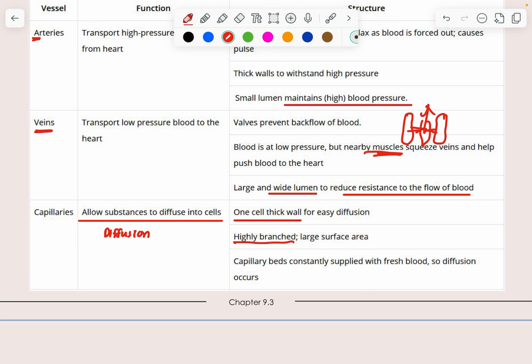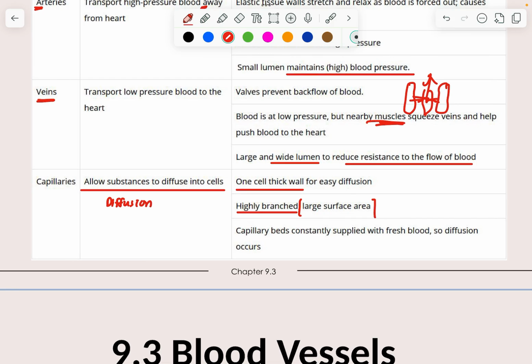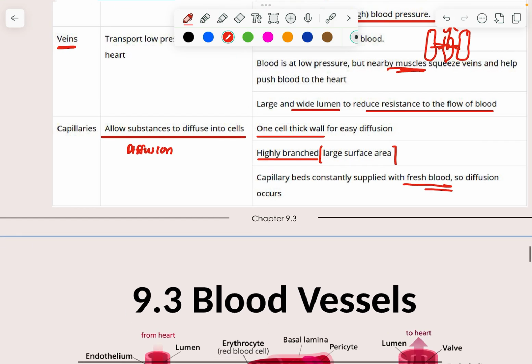It's very highly branched. So when you know everything more branched, like the roots of a plant, where they are more of a network or they have more branches that are connecting to each other, they always have an increased surface area. And your capillary bed is constantly supplied with fresh blood, so diffusion can occur much quicker.